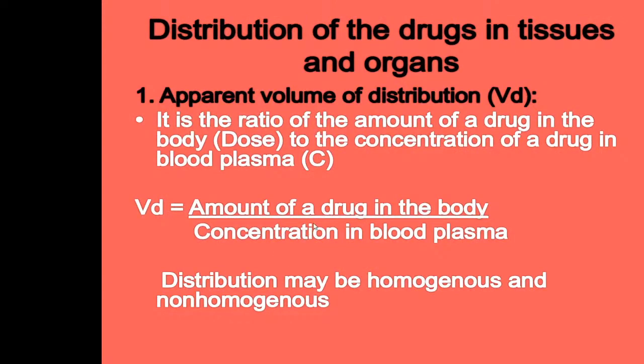Distribution of the drug. First of all, we should understand that distribution may be homogeneous and non-homogeneous. Some drugs are distributed equally in different tissues, but more often drugs are distributed differently in different tissues. There is special index for distribution, volume of distribution, apparent volume of distribution. It is the ratio of the amount of a drug in the body or dose to the concentration of a drug in blood plasma.